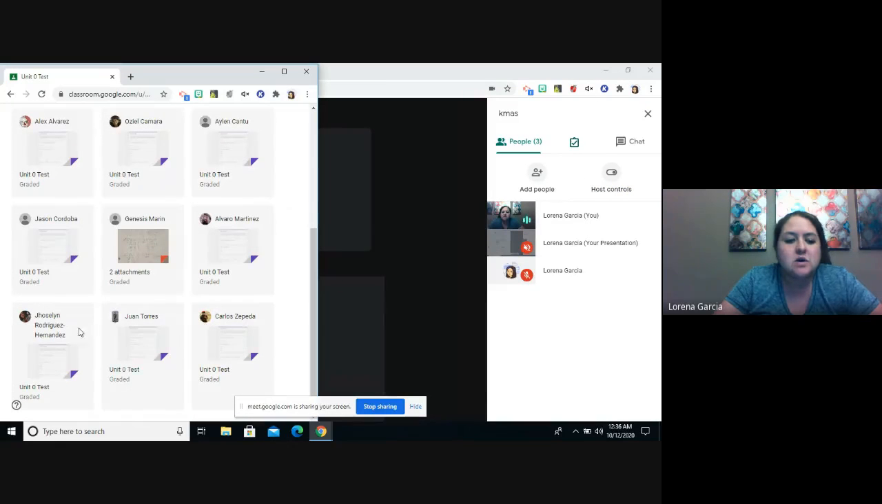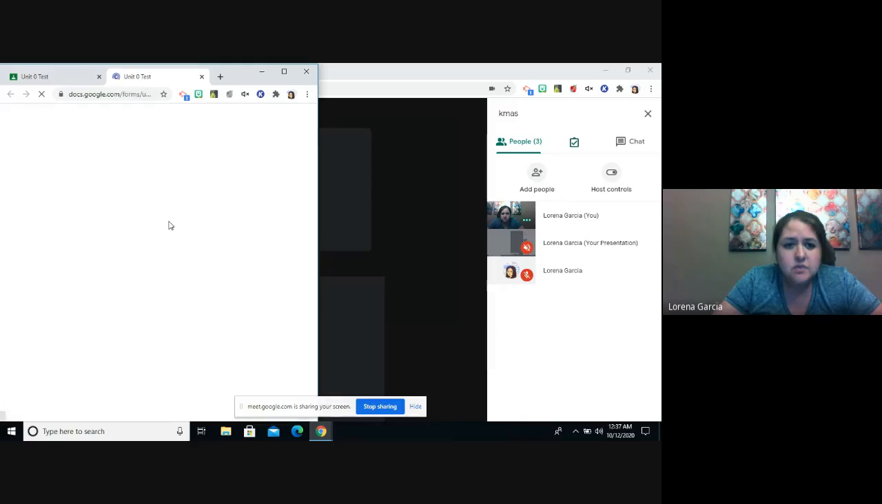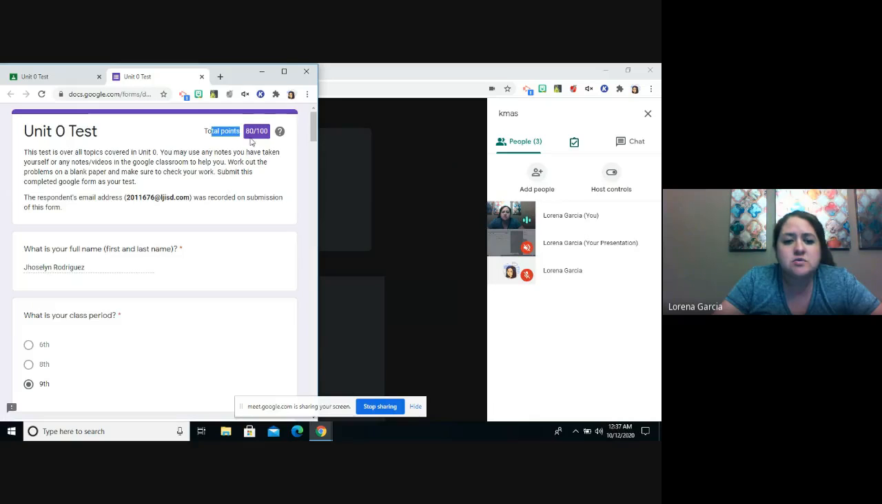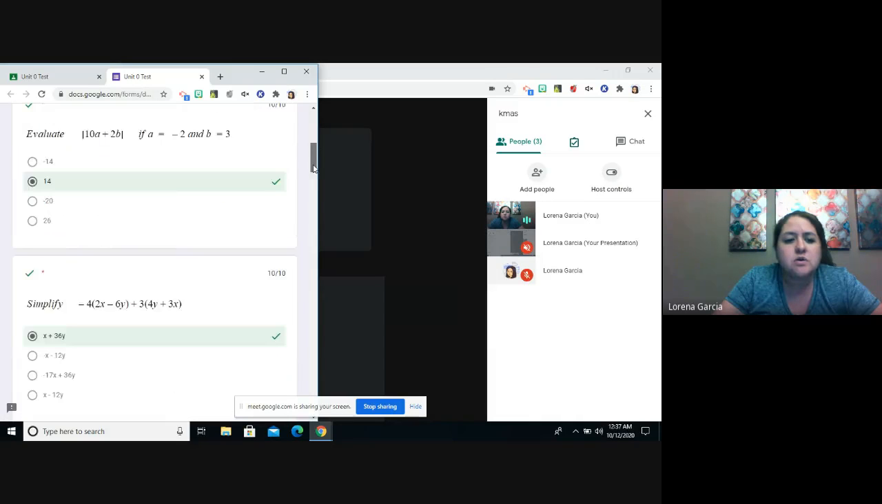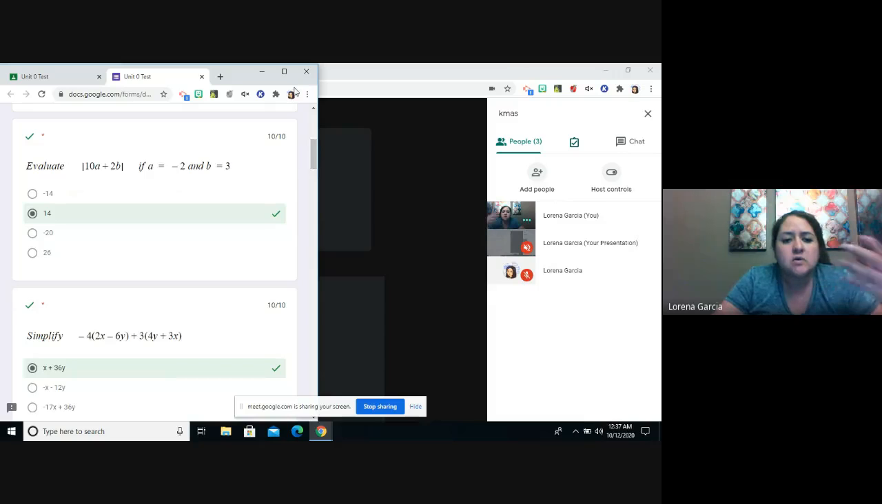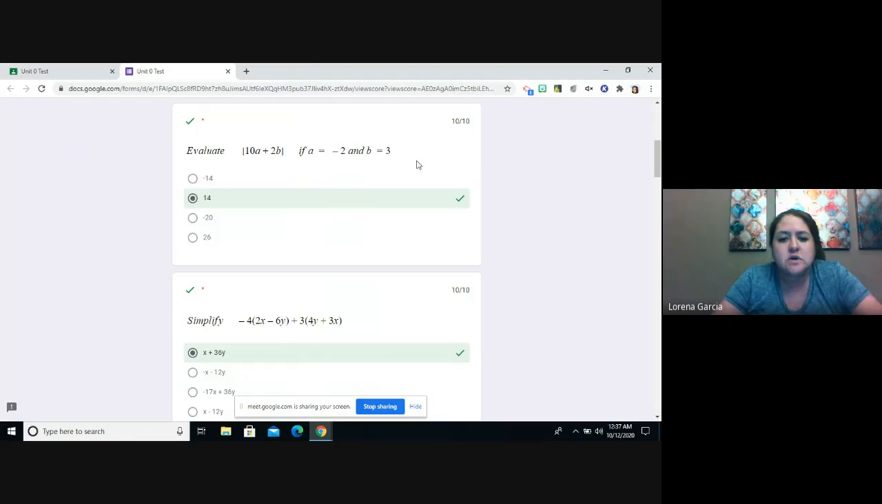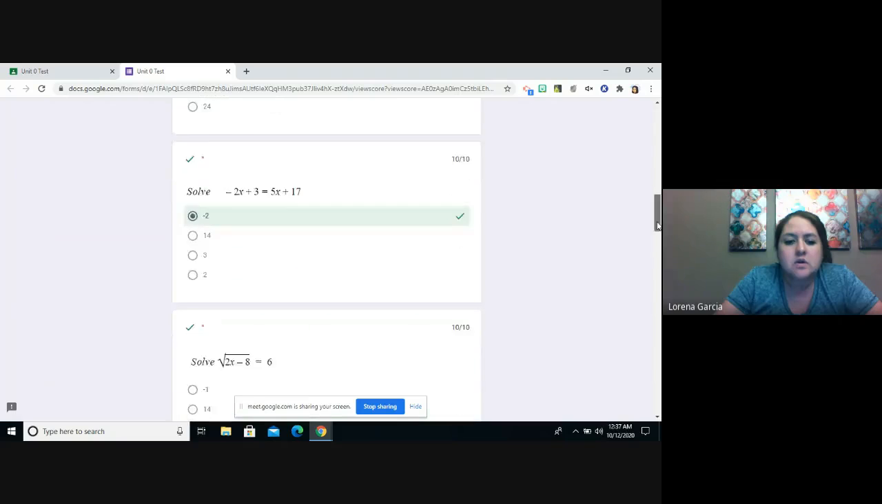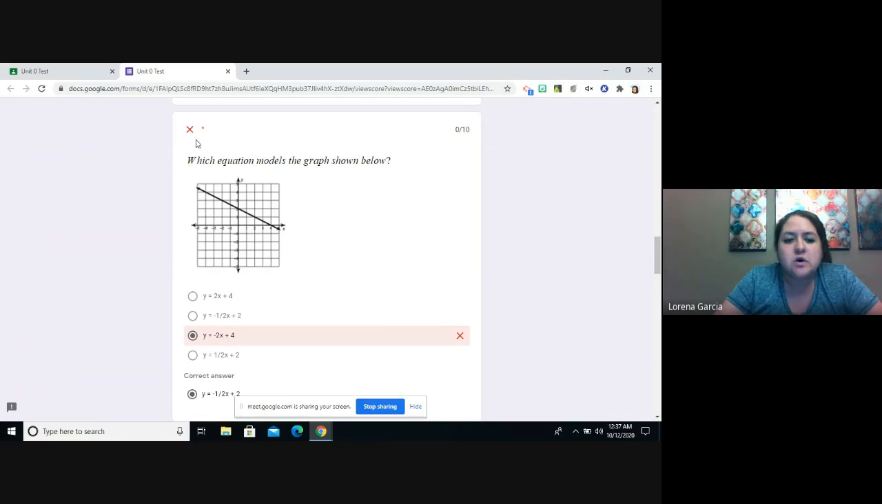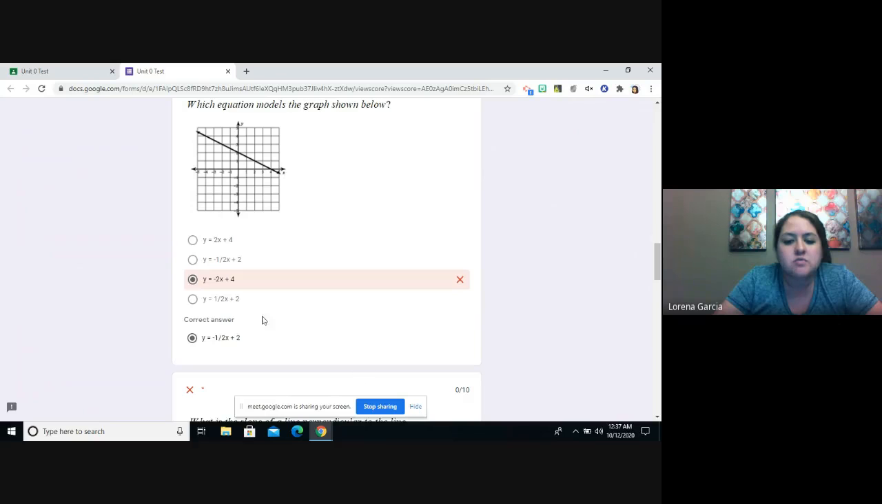So you could just click on your test. And once you're on your test, it'll show you your score. And then you can actually go down to see how you did on specific problems. So if it gives you a check, that means you got it right. If you see an X, that means you got it wrong. And it actually also tells you what the correct answer should be.